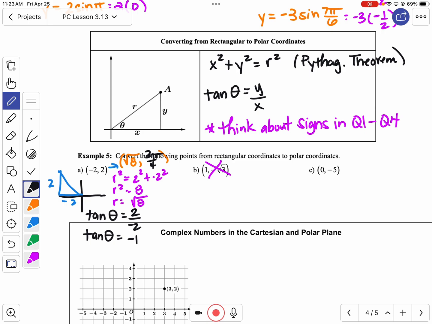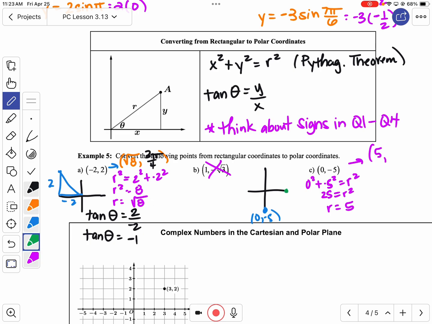All right, let's do C. We're going to skip that middle one. My ordered pair is 0, negative 5. The first problem I see with that is I have no triangle, because I'm sitting on an axis. But we can find our radius still. We take x squared plus y squared, so 0 squared plus negative 5 squared would equal my radius squared, or 25 equals r squared. What's r? It's 5. So r is going to be 5.